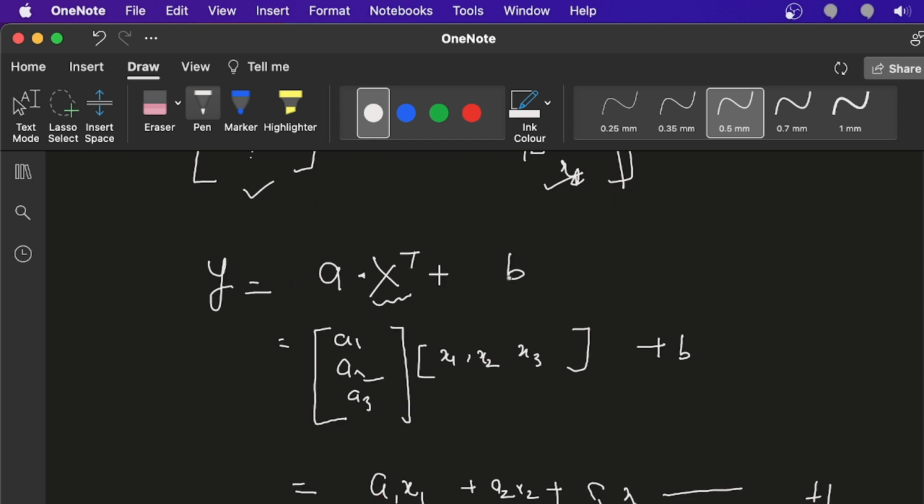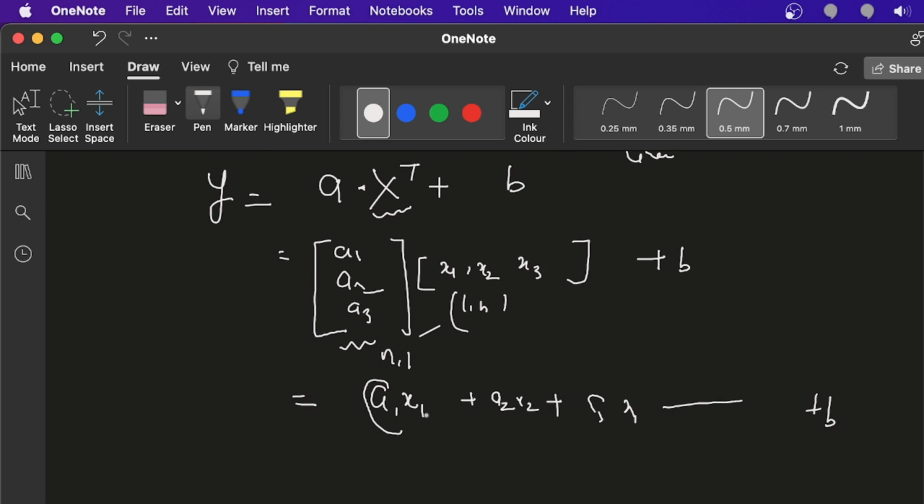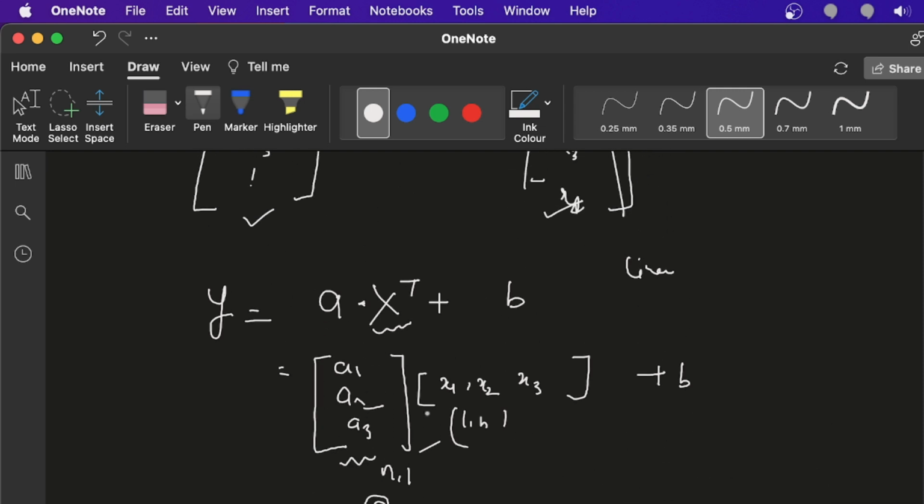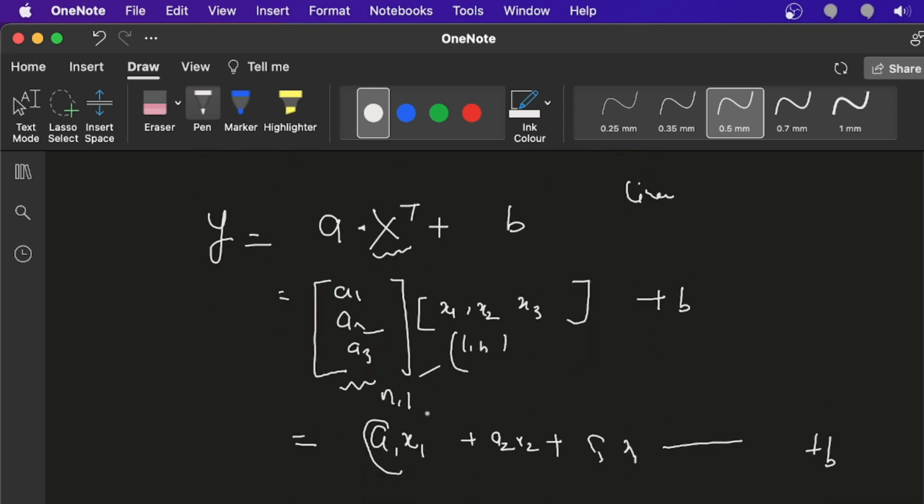In linear algebra, if you want to get this type of value, you have to multiply the vectors as n cross 1 and 1 cross n. Then you can multiply them as a dot product. I will explain it, don't worry. When I write the Python code, I will explain it again. Yes, n should be common, otherwise multiplication is not possible. The dimensions should match.